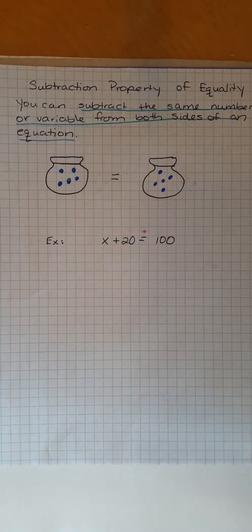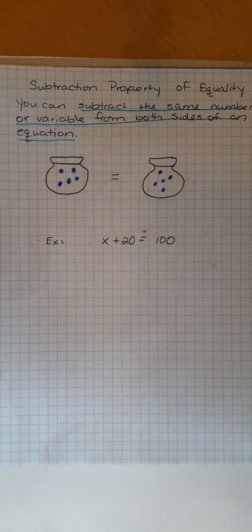I'm going to review the subtraction property of equality. Basically, what the subtraction property of equality says is that you can subtract the same amount, number, or variable from both sides of an equation and they are still equal to each other. And it's just common sense, right?